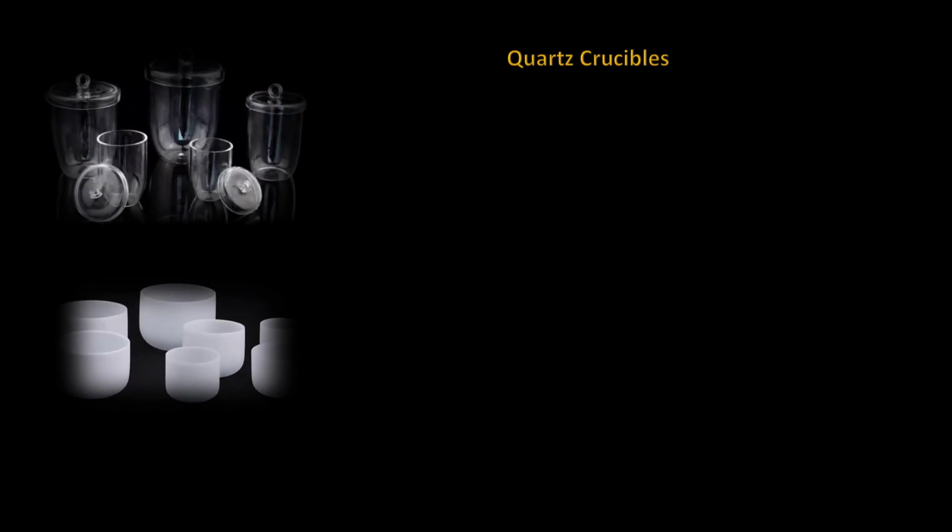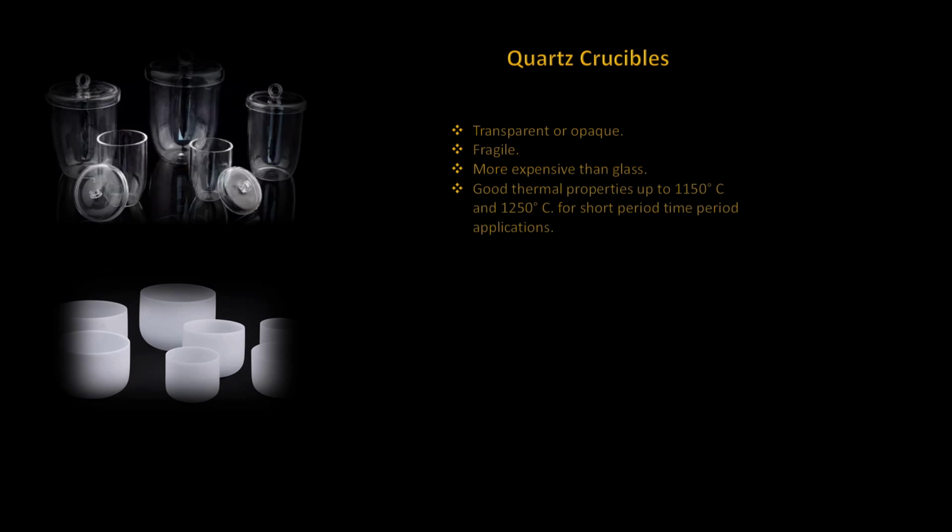These crucibles are either opaque or transparent. They are fragile and should be handled with care. The cost per unit is more expensive than glass. They have good thermal properties up to 1150 degrees centigrade and can be used for short-timed applications up to 1250 degrees centigrade. Now, quartz crucibles, having similar properties to borosilicate glass, can be easily attacked by hydrofluoric acid, phosphoric acids, and alkaline solutions. The main use of these crucibles is for high temperature applications.